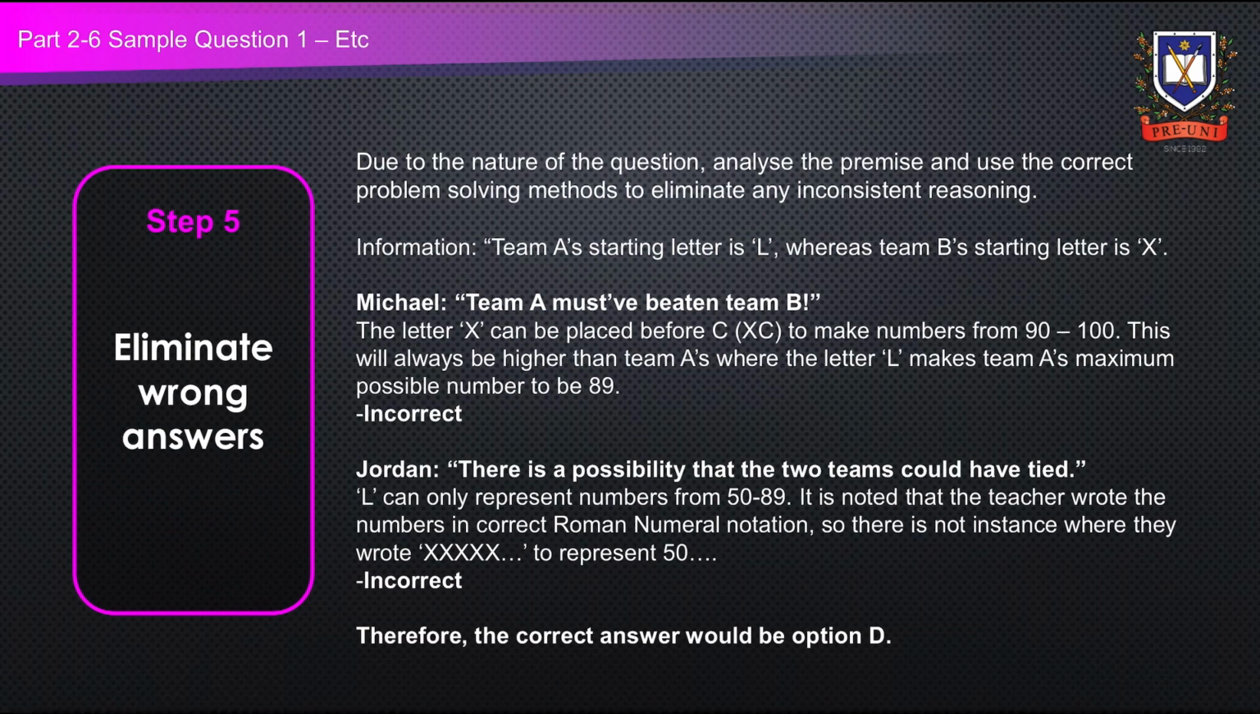The starting letter L can only represent numbers from 50 to 89. It is noted that the teacher wrote the numbers in correct Roman numeral notation, so there is no instance where they wrote XXXXX to represent 50. Thus, there are no instances where both teams could have tied. Thus, Jordan's statement is also incorrect. Therefore, the correct answer would be option D.